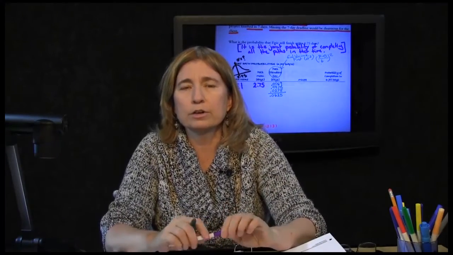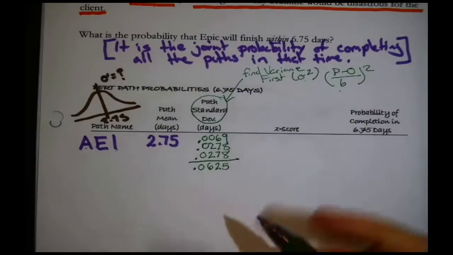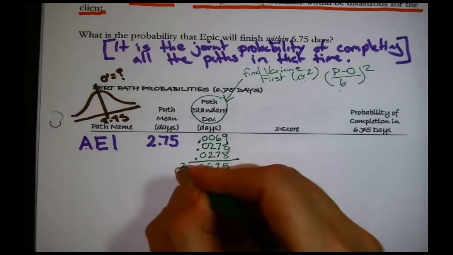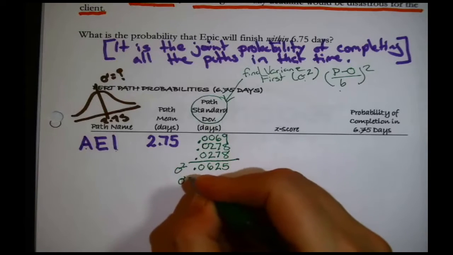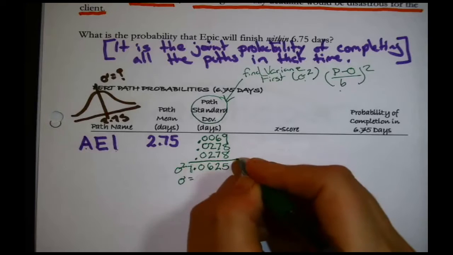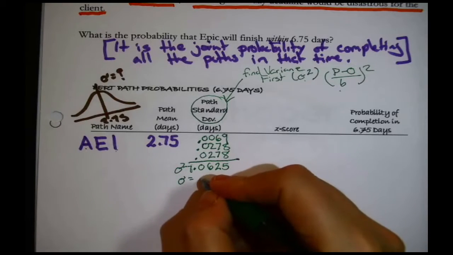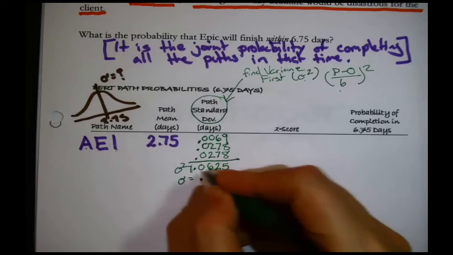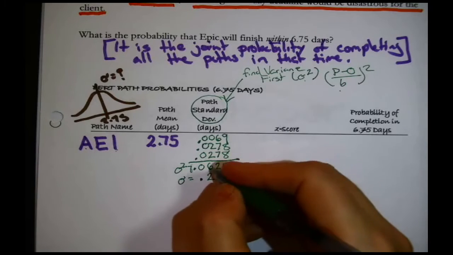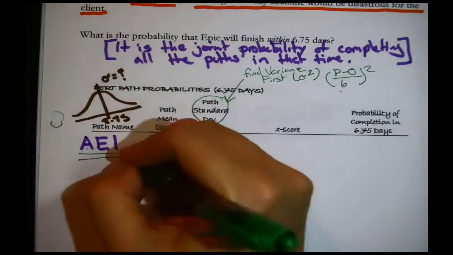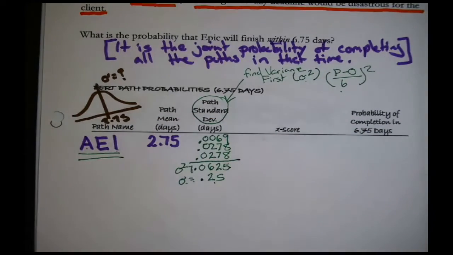Have we got the answer? We've got the variance in that path. I want the standard deviation, right? That's the variance. The standard deviation is the square root of that. The square root of 0.0625 is 0.25. So for that path, this is the standard deviation right here.